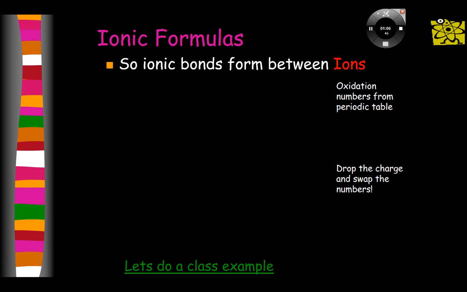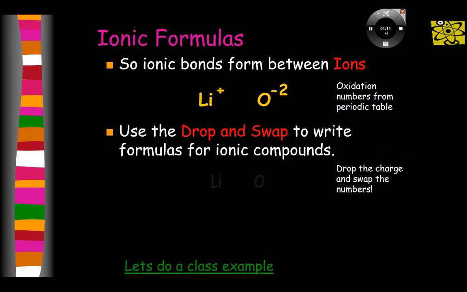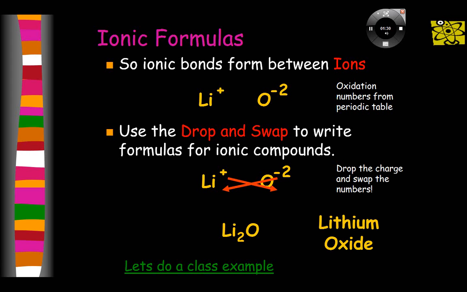So, ionic bonds form between ions. These oxidation numbers are on your periodic table. We use the drop and swap method to write the formulas. Here you look at those numbers that appear up there, and you're going to move it to the bottom. Drop the charge, swap the number. Drop the charge, swap the number. This is how we get to lithium oxide, Li2O. Let's do the class examples.